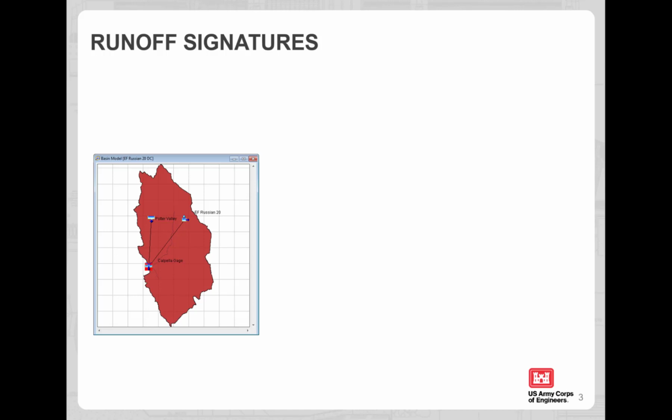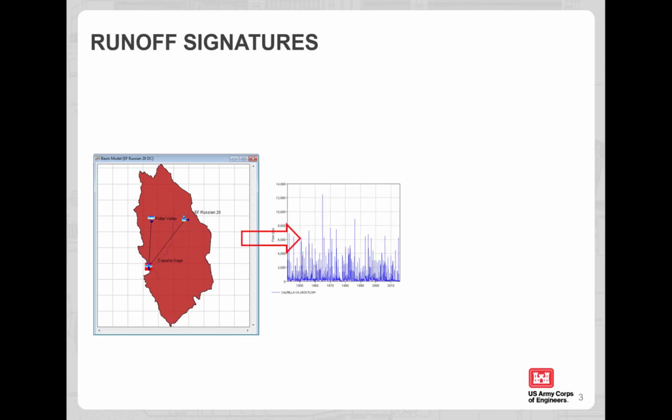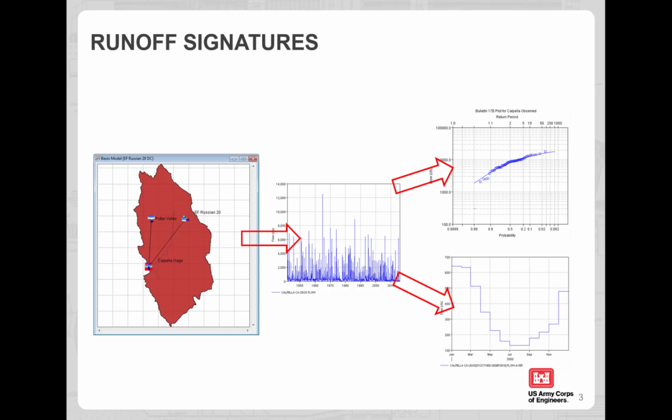If we run our 60-year simulation, the result is a 60-year runoff hydrograph. How do we calibrate a 60-year hydrograph? In this case, we use runoff signatures to make graphical inspections easier. Runoff signatures are response patterns.